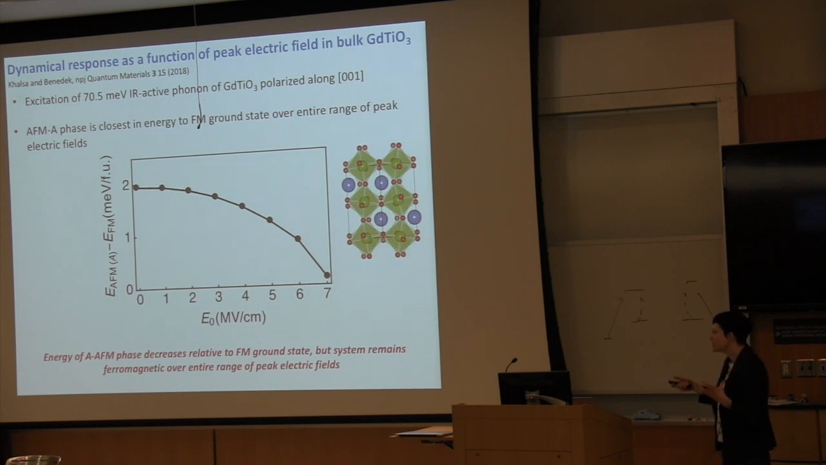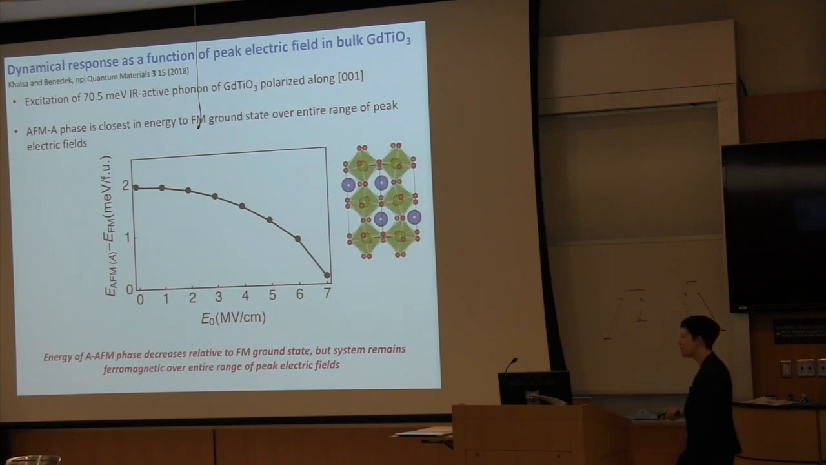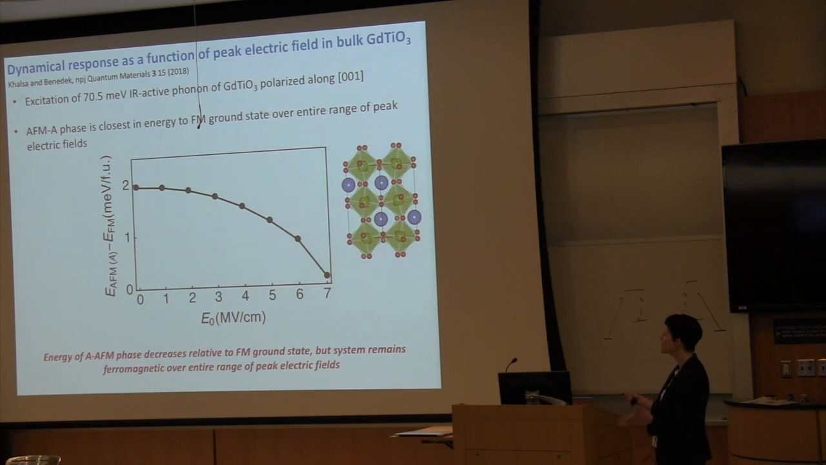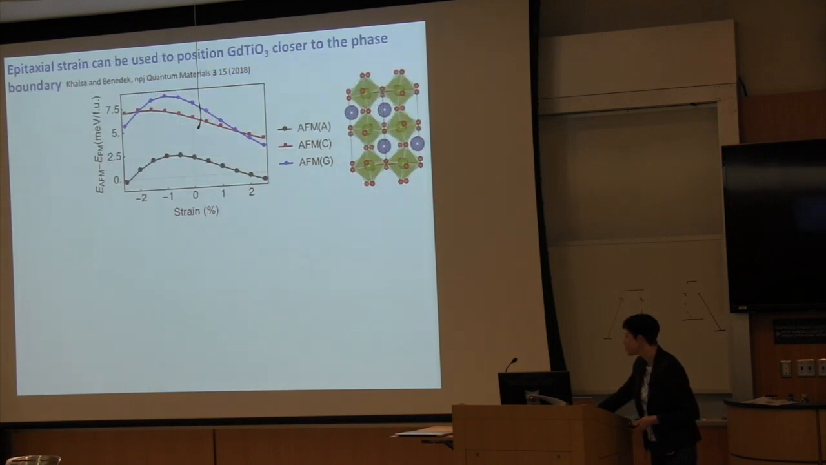You could say, well, you can just keep going and keep dialing up the knob on the peak electric field. For these kinds of experiments, 7 megavolts per centimeter is considered a kind of modest field. There are fields of well over 10 megavolts per centimeter that people use. But ideally, you want that to be as low as possible to minimize sample damage. So, okay, we need some way to position gadolinium titanate closer to the phase boundary. So we thought, well, let's try epitaxial strain.